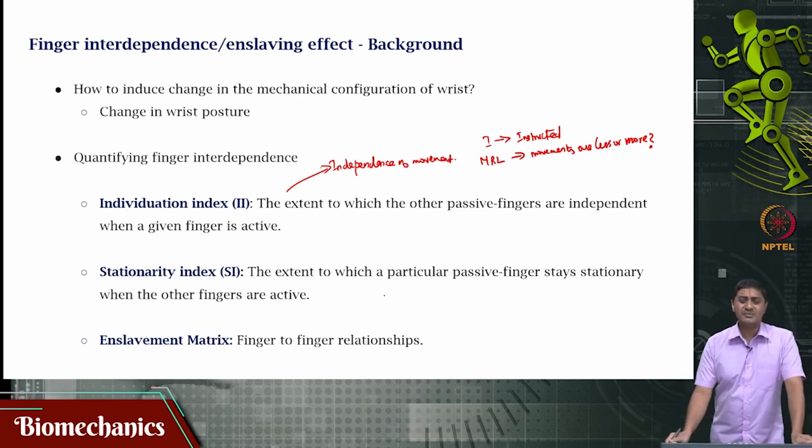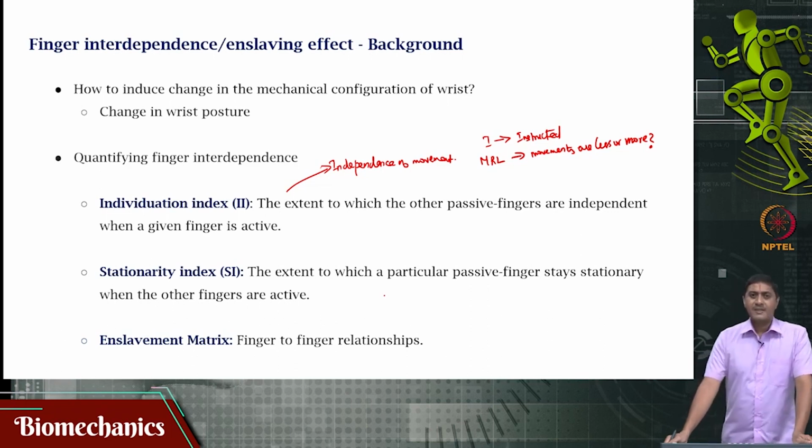Now, let us say, for example, I am taking the case of the ring finger. How much the ring finger is able to stay stationary when the index finger is the instructed finger, or when the middle finger is the instructed finger, or when the little finger is the instructed finger. If it is able to stay stationary when these three fingers are the instructed fingers, that means that the stationarity index for that finger is high, right.